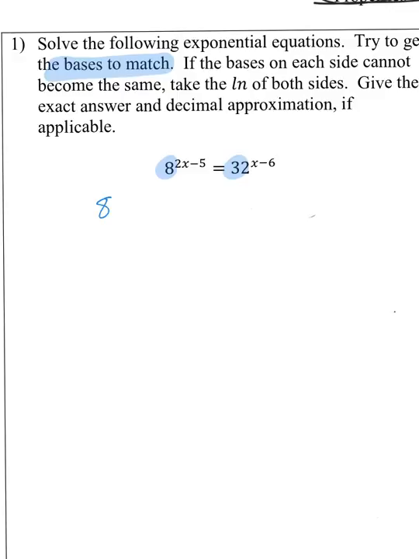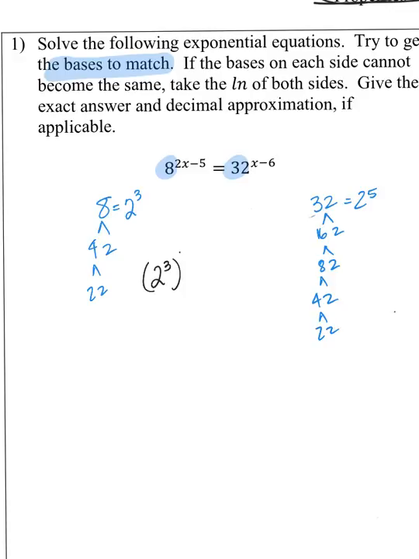Now, 8 is equal to 4 times 2, and that's 2 times 2 times 2. So I know that 8 can be written as 2 to the third power. So then if I look at the number 32 and think about breaking that down, that also can be written as a power of 2. That's 2 to the fifth power. So now we could say, well, 8 is 2 to the third power to the 2x minus 5, and 32 is 2 to the fifth power to the x minus 6.